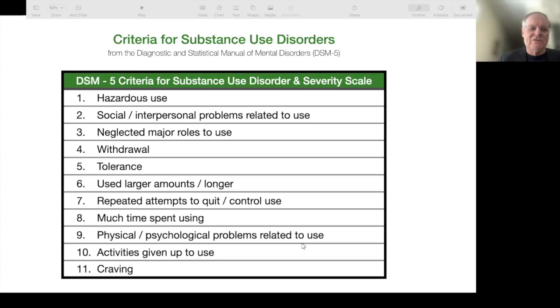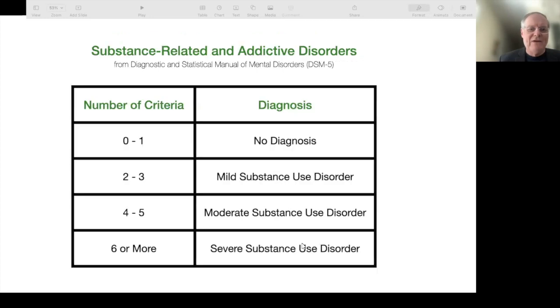So when the addictionologist diagnoses you, if you have 0 to 1 of those criteria, you will not have a diagnosis. You may have an abuse or misuse kind of preliminary diagnosis, but not a diagnosis of a substance use disorder. If you have 2 or 3 of those 11 criteria, you would have mild, 4 to 5 moderate, and 6 or more severe. That gives you an idea of what level you're talking about.